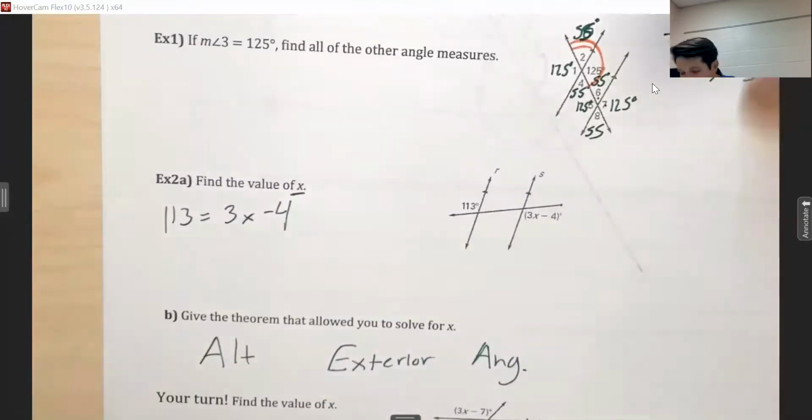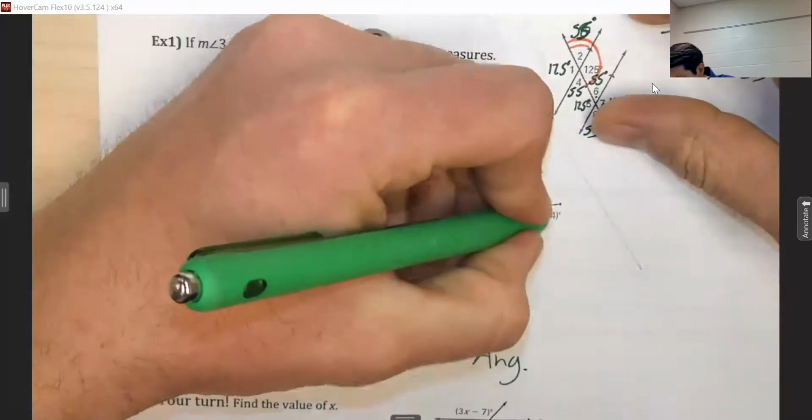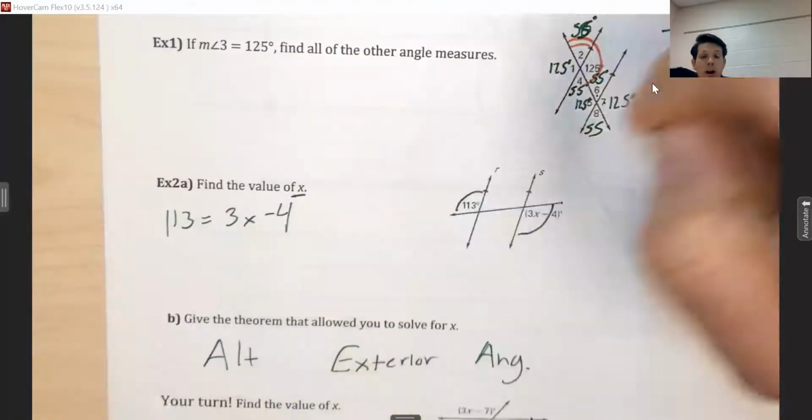And now this is going to stop being a geometry problem. We're done with this picture. We've gotten everything that we can possibly get from it. And now we are going to just move on to our algebra skills.